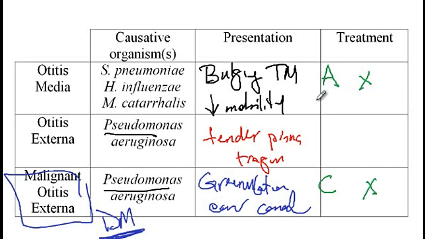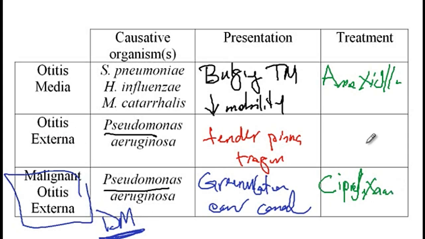So here, can you guess what medication is used for the treatment of otitis media? That would be amoxicillin. And then how about malignant otitis externa? The medication starts with C and has an X inside. So it's ciprofloxacin that is used for the treatment of malignant otitis externa.